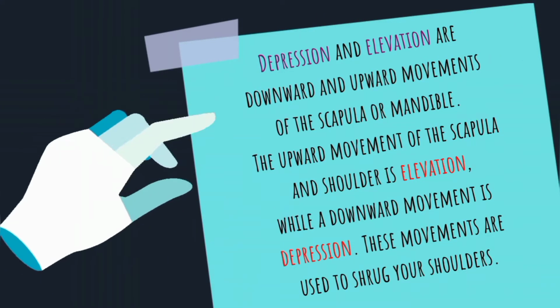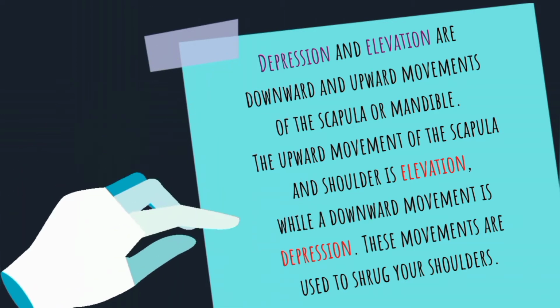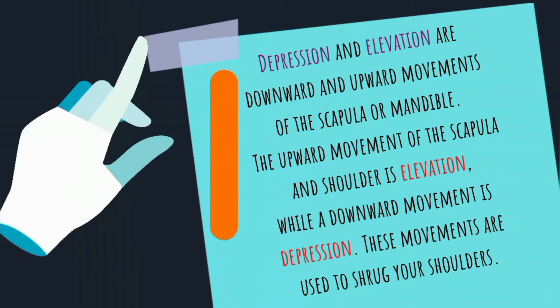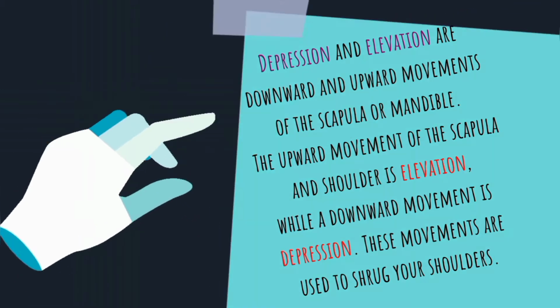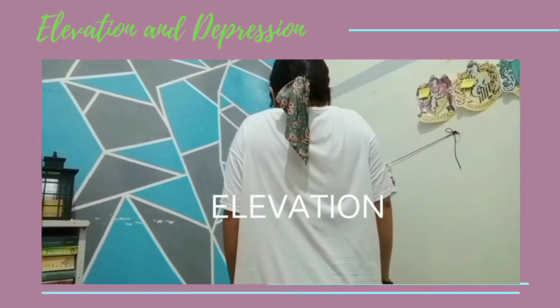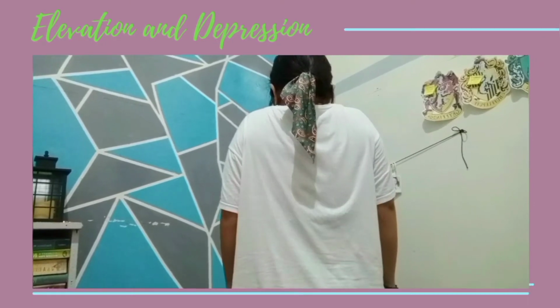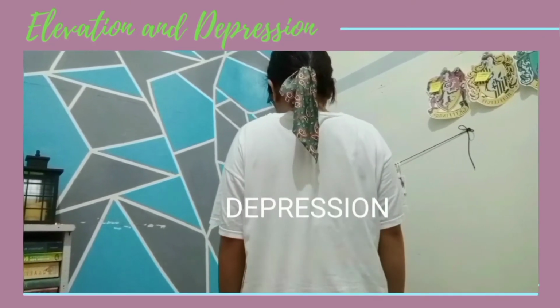Next are elevation and depression, which is moving a structure superiorly or inferiorly. Depression and elevation are downward and upward movements of the scapula or mandible. The upward movement of the scapula and shoulder is elevation, while a downward movement is depression. These movements are used to shrug your shoulders.